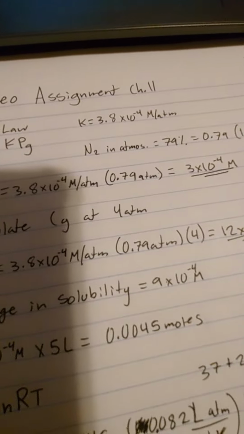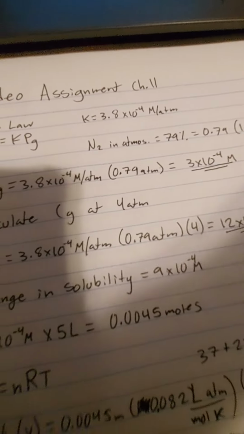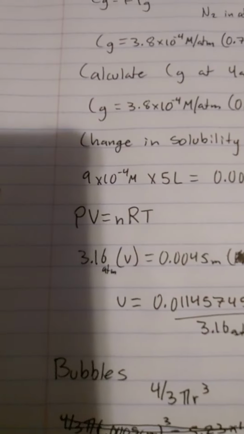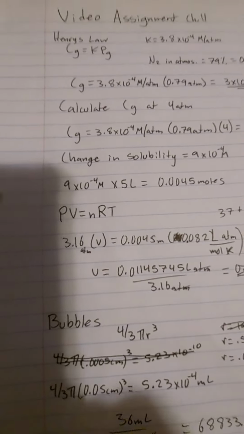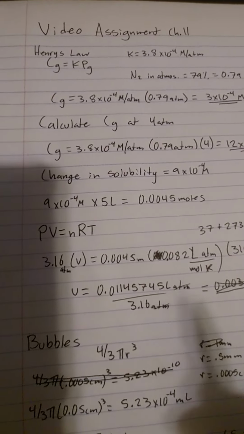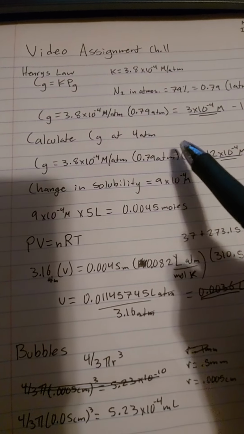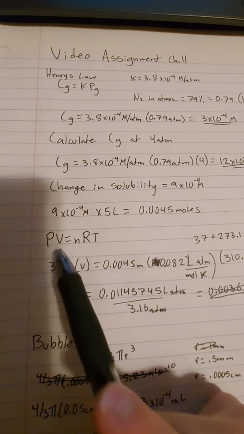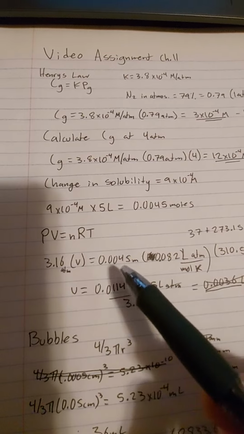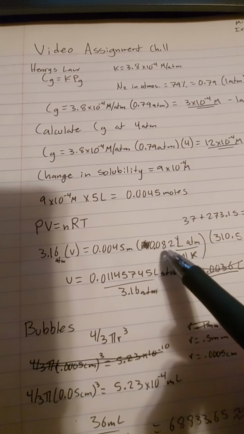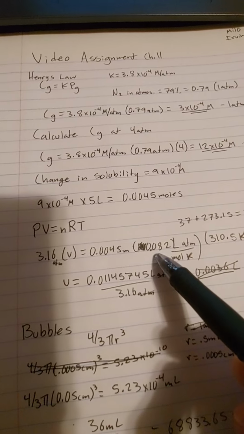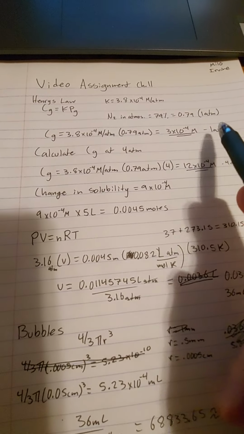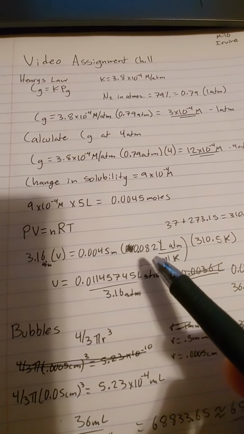The next thing it wants you to figure out is determining the volume of N2 that will be released from 5 liters of blood. And for that, we'll use the good old equation PV = nRT. So the pressure, we already figured out the pressure that it'll be at 4 atmospheres. We figured that out up here. That's 3.16 times volume, which is the thing we want to figure out, equals the number of moles times an R constant. And you got to pick the right R constant, because it depends on what kind of pressure you're working with. I was using atmospheres. I guess you could use whatever you want, but I'm using atmospheres.